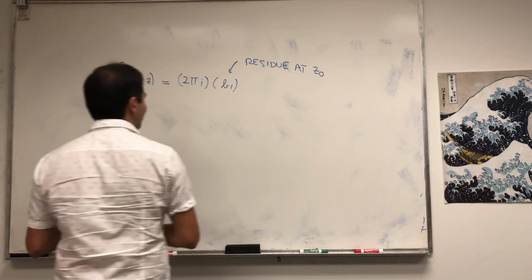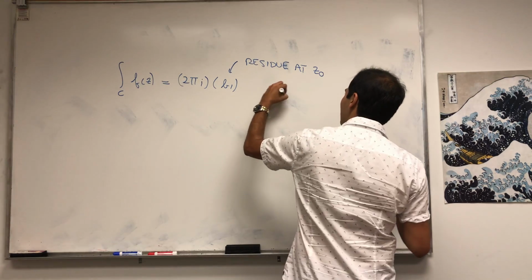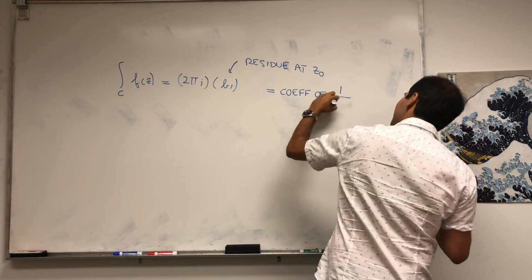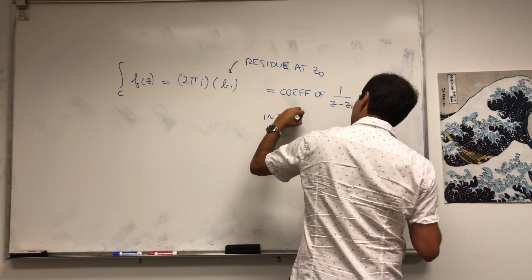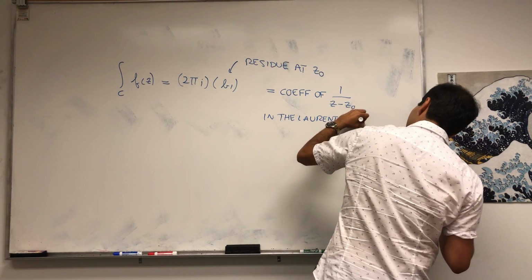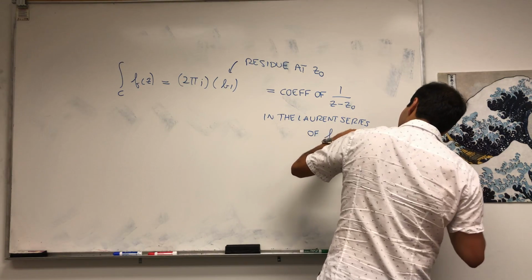So let me just conclude. b1 is the residue at z naught, and that equals the coefficient of 1 over z minus z naught in the Laurent expansion, in the Laurent series of f at z naught.